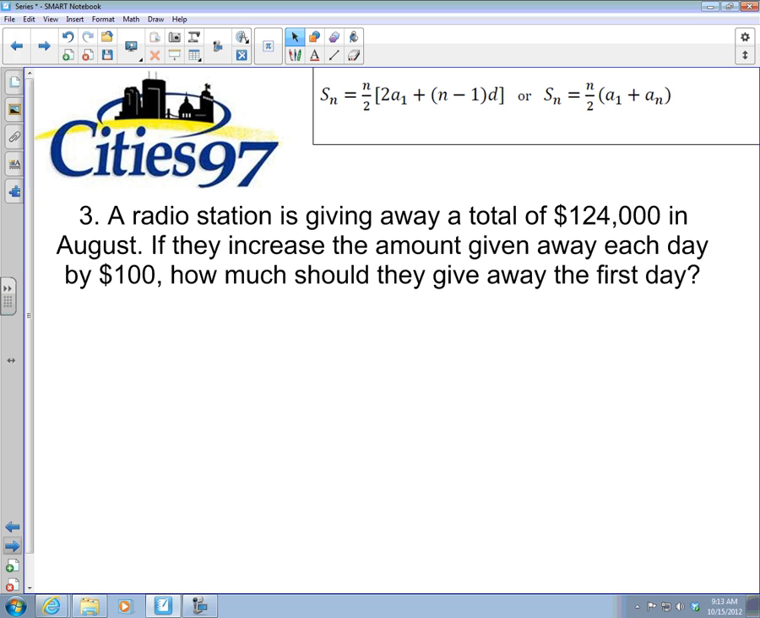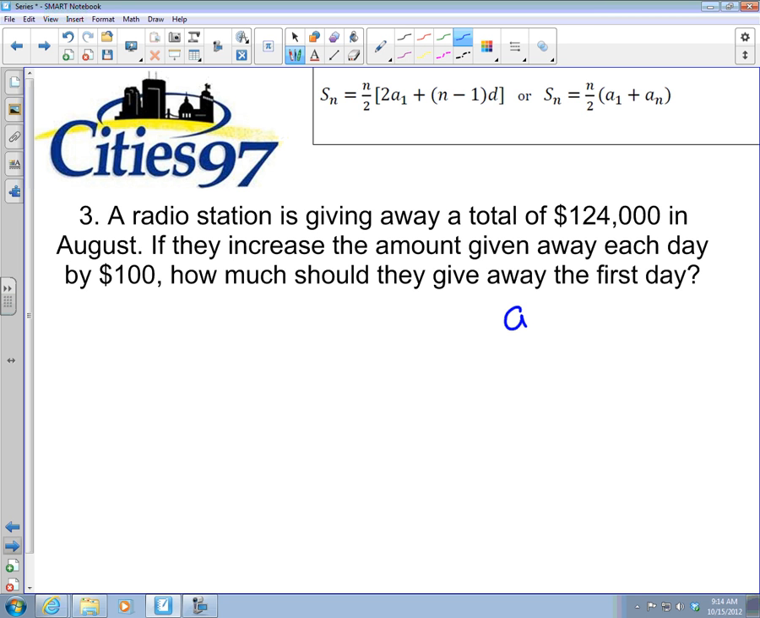Okay, what are we doing here? A radio station is giving away a total of $124,000, sorry, in August. If they increase the amount given away each day by $100, how much should they have given away on the first day? Okay.